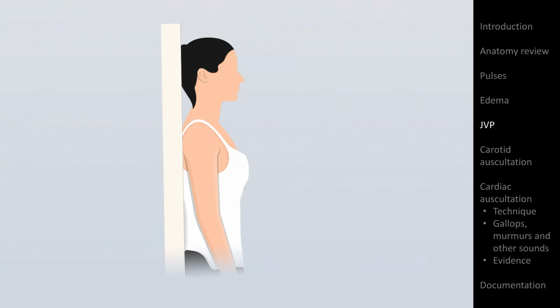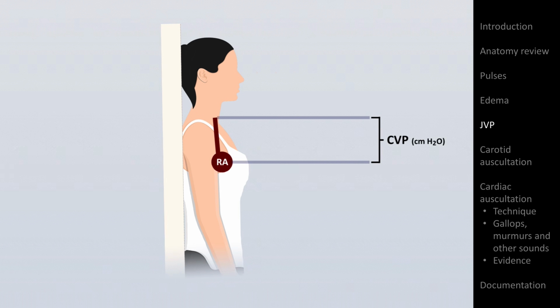For example, suppose a patient is fully upright at 90 degrees, and the jugular venous pressure extends to this level. We can say that the central venous pressure is proportional to the vertical distance between that level and the level of the right atrium. And to simplify units, we use centimeters of water, using the fact that the density of blood and water are approximately the same.